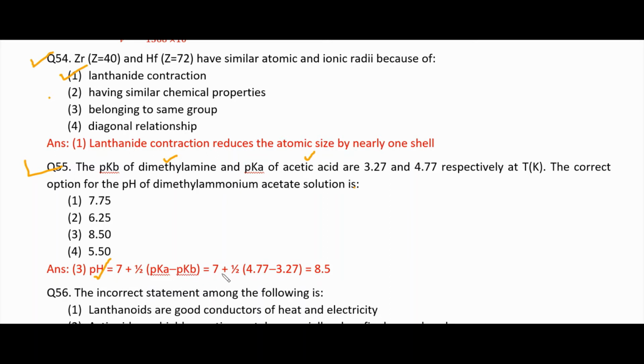So it is equal to 7 plus half. What is pKa? pKa is 4.77, given in the question, minus pKb, which is given as 3.27. When you work out this step, you get the answer 8.5. So the correct option is 3, 8.50.